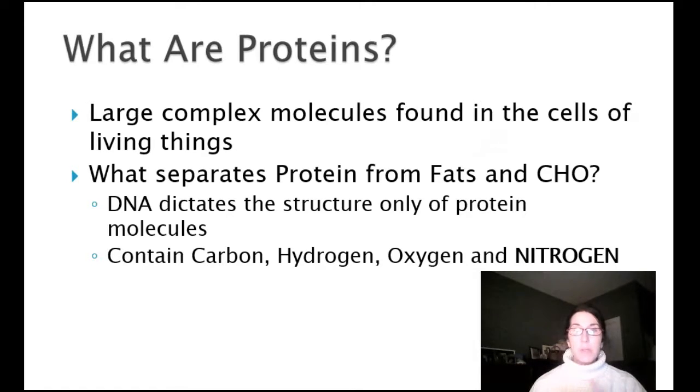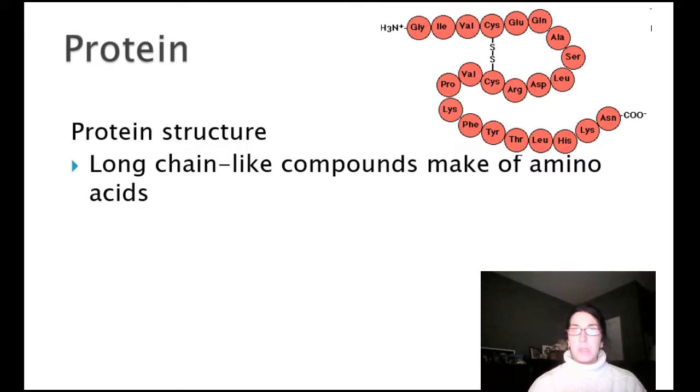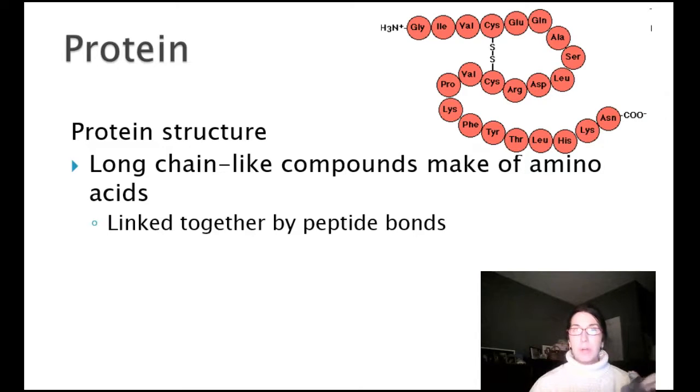They contain carbon, hydrogen, oxygen, and then the major difference between proteins and carbohydrates and fats is the nitrogen component. The structure of proteins, if you want to visualize it, is a large chain that's linked together by peptide bonds.